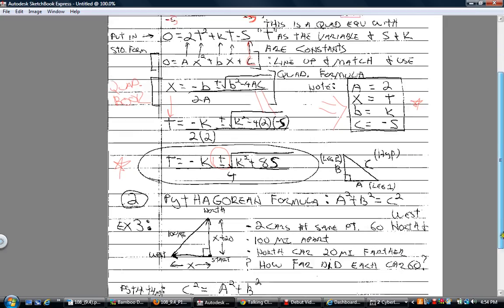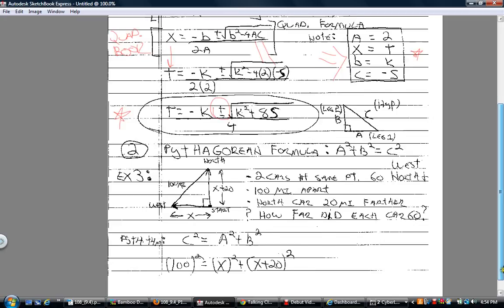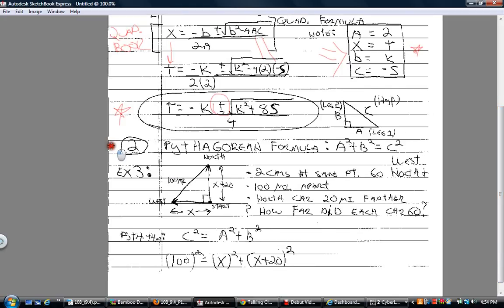Okay, so now we're cruising. We're looking at objective 2, and now we're going to start some application problems. So I think this is the exact... Hold on a second here. Yeah, it's still example 3. It's on page 524 in your book.